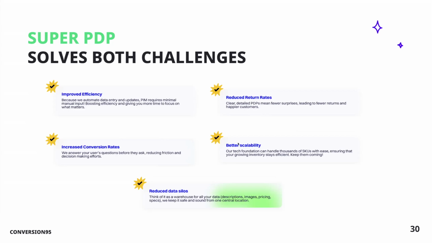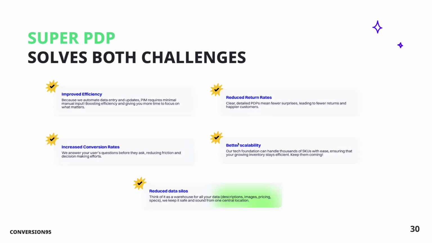Reduced return rates. So clear, detailed product pages mean that there are fewer surprises in a bad way for the customers once they receive the product, leading to fewer returns and generally happier customers. Also increased conversion rates. So we answer the user's question before they ask, reducing friction and decision-making effort. And this goes way back to the research phase, considering that we take all of this information into account of how users navigate the site and what they are looking for on product pages. We optimize it to exactly match this user segment's needs.